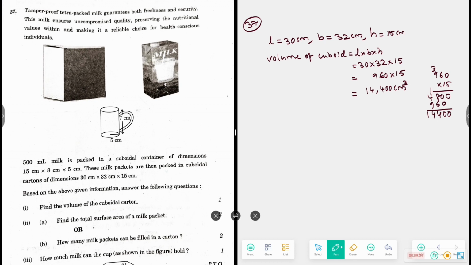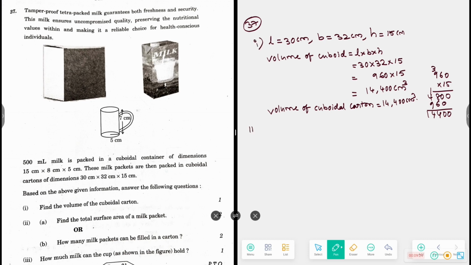So what can we write? The conclusion: volume of cuboidal carton is equal to 14,400 centimeter cube. First question answer we got.